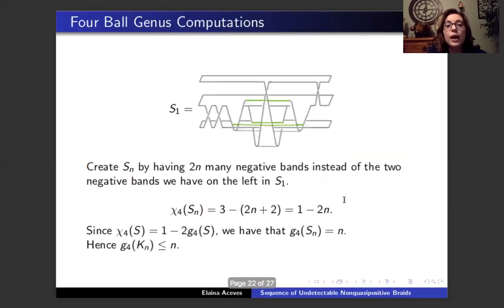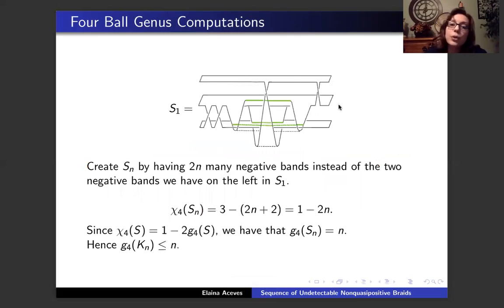Now, in general, how would we change this? So we have our original surface. Recall that there's 2 twisted bands here. In general, what we do is we add 2n, we have 2n many negative bands instead of the 2 here to make a surface Sn that has Kn as its boundary. Recall that Kn is created by adding more and more negative crossings at the beginning of that braid word.